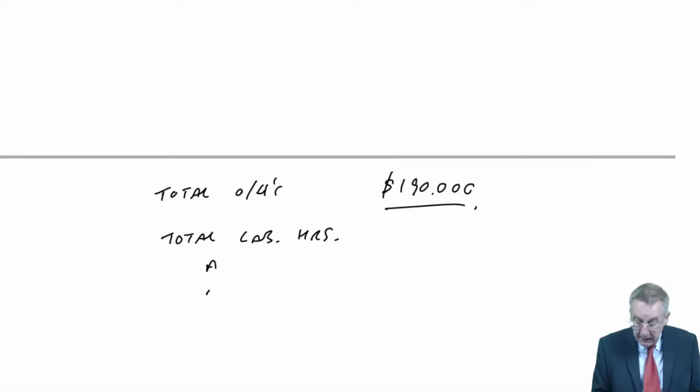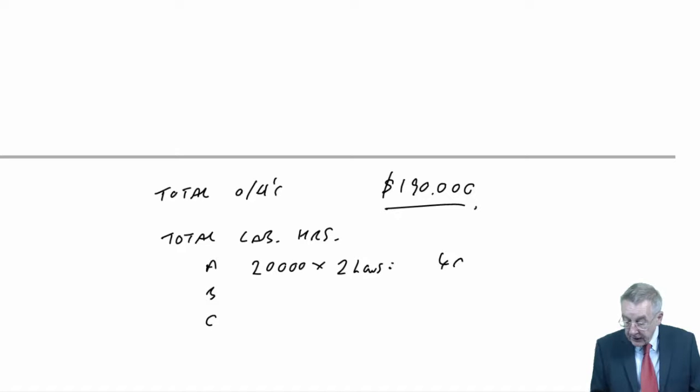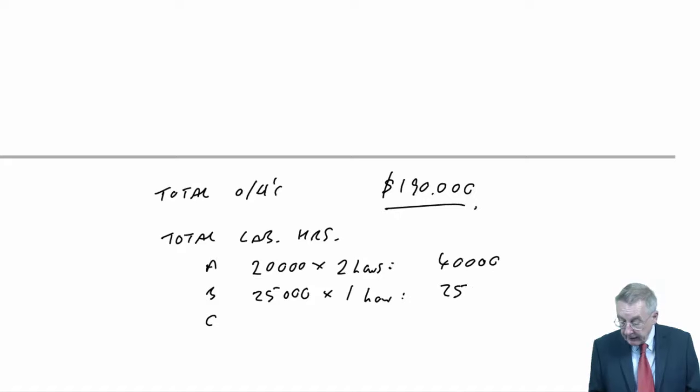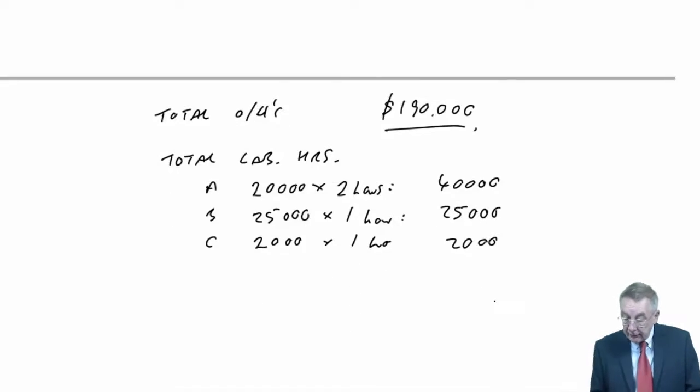We're producing 3 products, A, B and C. Product A, 20,000 units, and each one takes 2 hours a unit, so 40,000. B, 25,000 units, and each takes 1 hour a unit, so another 25,000 hours. And product C, 2,000 units, again at an hour, 2,000. So a total of 67,000 labour hours.